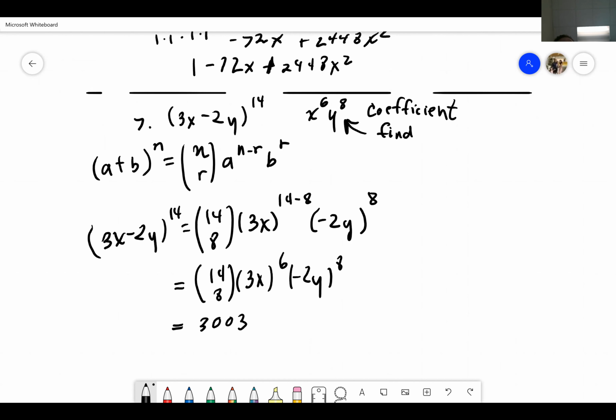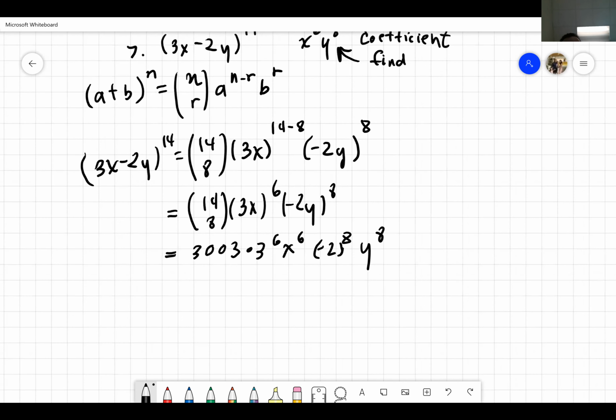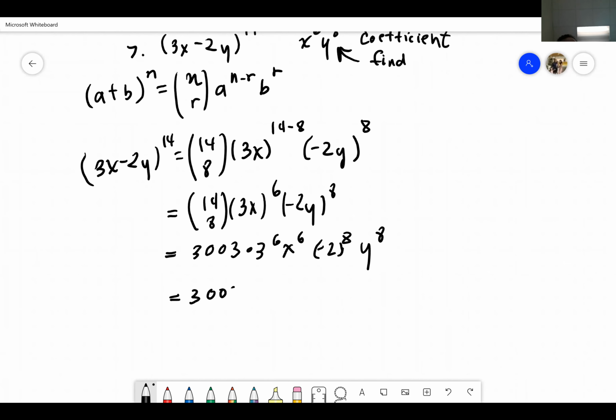3003. And what's 3 to the 6th power? What's 3 to the 6th power? 729. And what's -2 to the 8th power? And then if you multiply all those things out, what do you get?